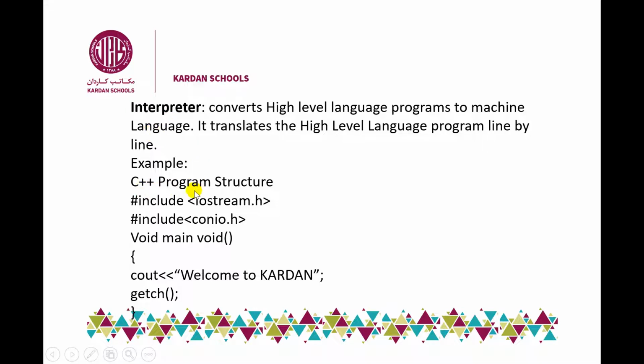For example, here is a simple piece of code. You don't need to memorize all these codes. You just need to learn that an interpreter translates line by line. One line is one instruction, then another instruction, another instruction. I mean, it translates one by one. An interpreter translates line by line.